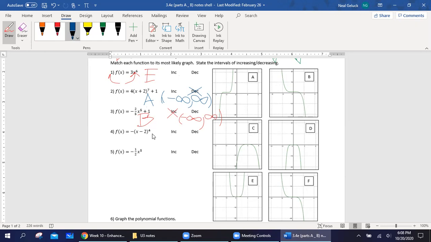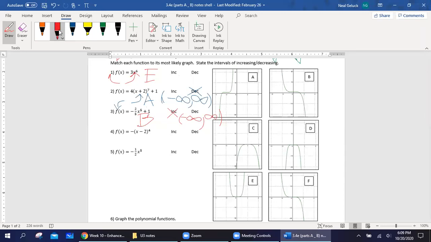For the next one, even power, same direction. So again, we're looking at C, D, or E. Negative, so it's got to be downhill both ways. And I didn't draw these on the other ones. I probably should have. This one was going something like that.